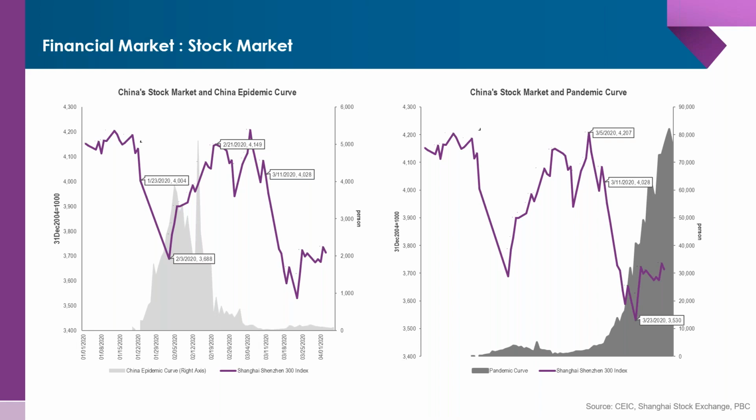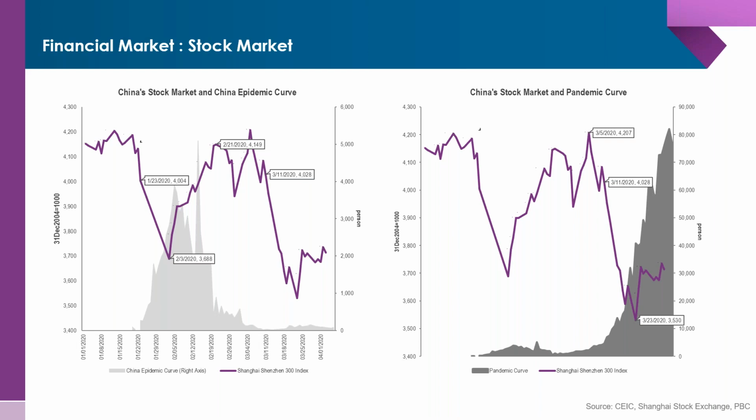The light gray area in the left chart is China's epidemic curve, and on the right graph, the dark gray area is the world pandemic curve. As you all know, on March 11, the WHO declared the virus a pandemic disease.